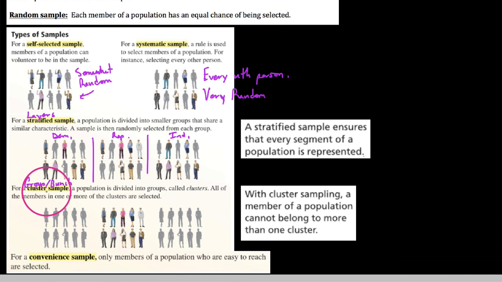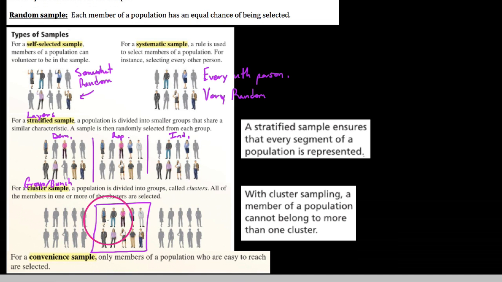And we say that in a cluster sample, a population is divided into groups called clusters. So you can see our clusters down here. And we say that all of the members in one or more of the clusters is selected. So out of these 3 clustered groups, it looks like we could select this middle group here, and we say everybody in this group is going to be used.